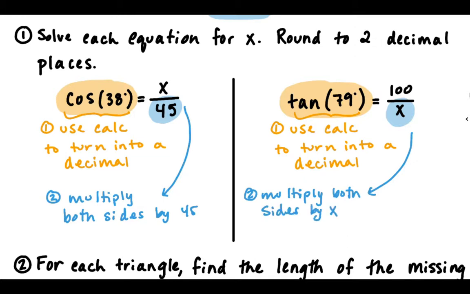Okay, then what that's going to do is bring x from down here over here. So we're going to have x times this number. Then to get x by itself, you're going to need to divide by whatever this decimal turns out to be. So finally, divide by the decimal to get x by itself.